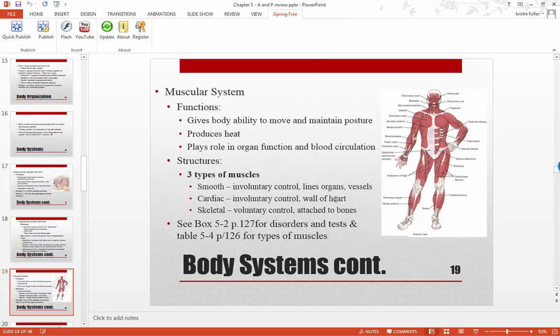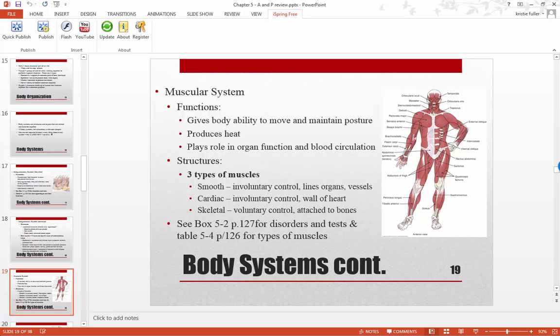All right, so the next body system we're going to talk about is the muscular system. The muscles give our body the ability to move. Muscles help us maintain our posture and produce heat. When you think about it, you shiver and stuff like that. And obviously muscles play a role in organ function and blood circulation, since some of our organs have muscles, or they really all have muscles. Our veins don't have so much muscle around them, but our arteries have muscles all around them that pump. Our heart's a pump, it's all a big muscle, so everything is related. As you can see, we would not have a circulatory system if we didn't have a muscular system, for example.